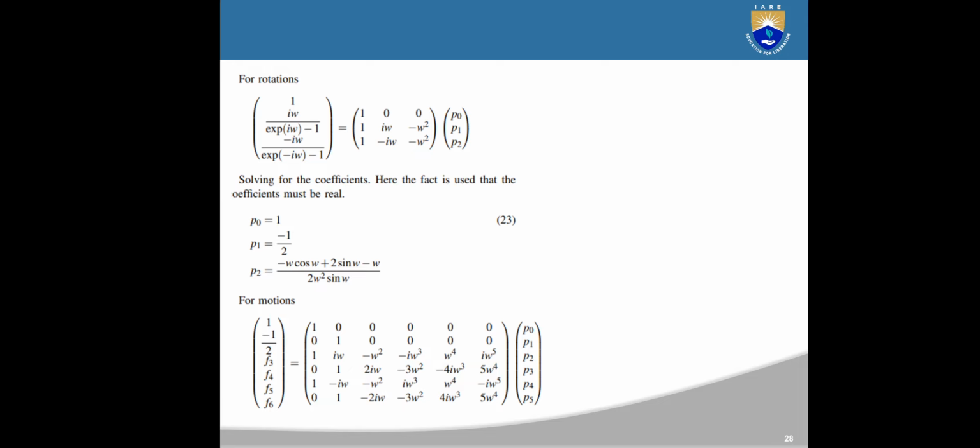But for motions, consider the following matrix functions with f3, f4, f5, f6 and so on. Now solving this for coefficients, we get p0 is equal to 1, p1 is equal to minus 1 by 2, p2 is equal to 3 omega sin omega plus 8 cos omega minus 8 plus omega square by 4 into cos omega minus 1 into omega square. p3 is equal to 0, p4 is equal to 4 cos omega plus omega sin omega minus 4 plus omega square by 4 omega square into cos omega minus 1, and p5 is equal to 0.